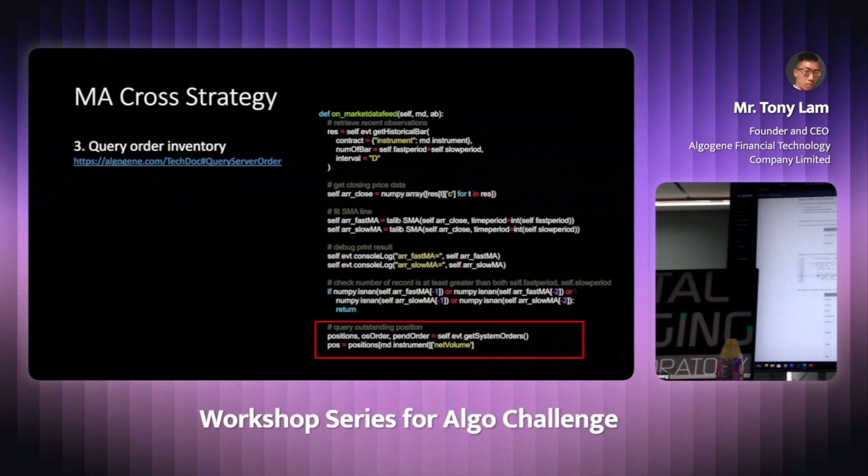So this position actually reflects our long and short values in the last period and also the current net volume. If the net volume is a positive number, that means we have a long position. And if this number is negative, that means we have a short position.